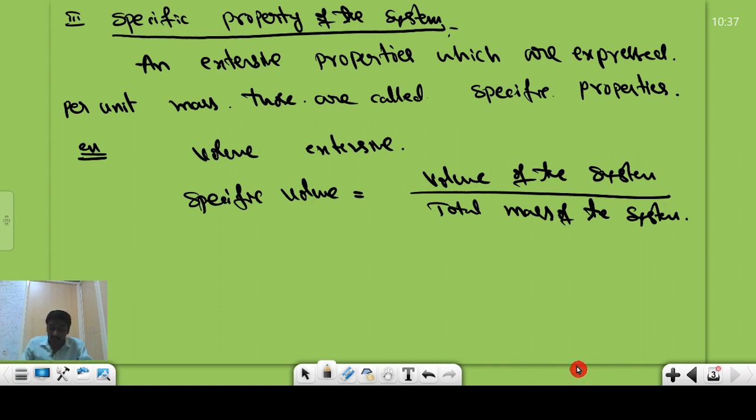Now let me recall. Thermodynamic parameters are used for the state of the system. To describe the state of the system, there are three types: intensive properties, extensive properties, and specific properties. Intensive means they are independent of the size, mass, and boundary of the system. Extensive properties depend on the size and mass of the system. Specific properties means the extensive properties are defined per unit mass. So those properties are called the specific properties.